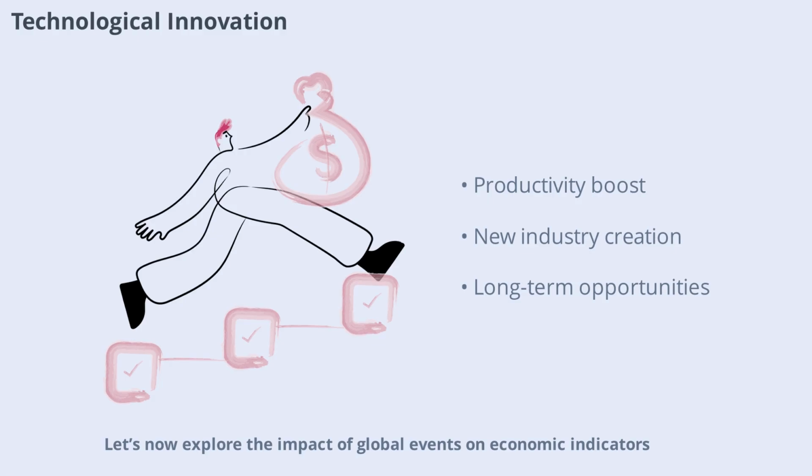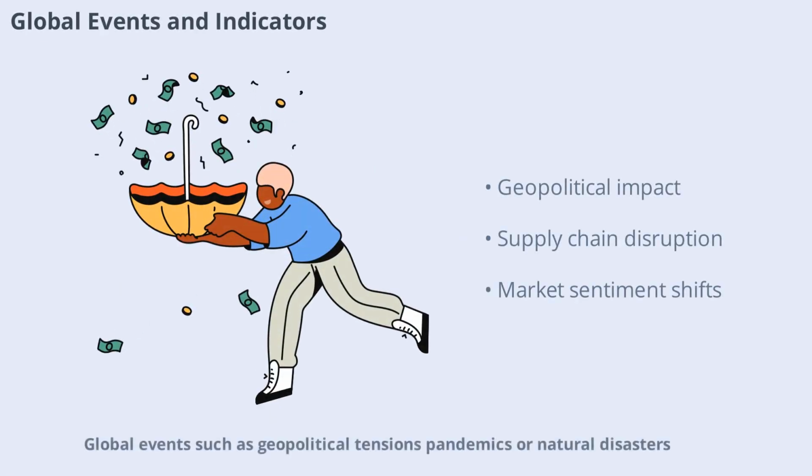Let's now explore the impact of global events on economic indicators. Global events such as geopolitical tensions, pandemics, or natural disasters can significantly impact economic indicators. These events may disrupt supply chains, alter consumer behavior, and shift market sentiment. Investors must stay informed about global developments to manage risks and seize opportunities. Monitoring how economic indicators respond to global events helps investors adapt their strategy.